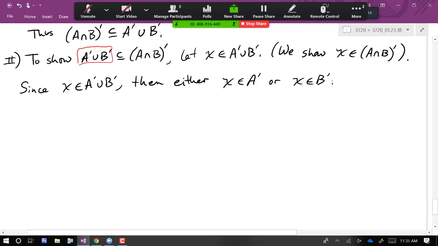So let's do that. If X is in A complement, what does it mean to be in A complement? I mean, you're certainly in the union of A complement with anything else, but we started with X being in that union. So what is it about being in the complement of a set? Like, what does it mean to be in the complement of a set? To be outside of it. So we know X is not in A.